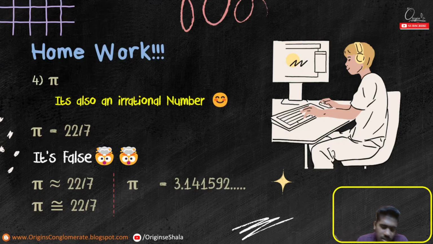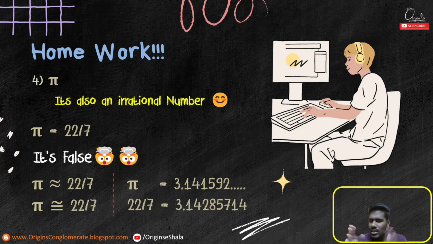And why is that the reason? Because if you calculate the value of pi, it will go like 3.141592 and so on. And 22 by 7 will go like 3.142857 and so on. So only the first two digits after the decimal are the same. That's why we take it as an approximate value to make our calculations easier.